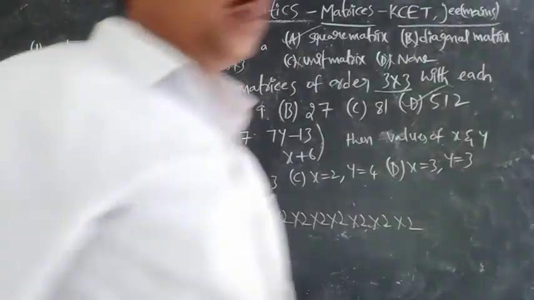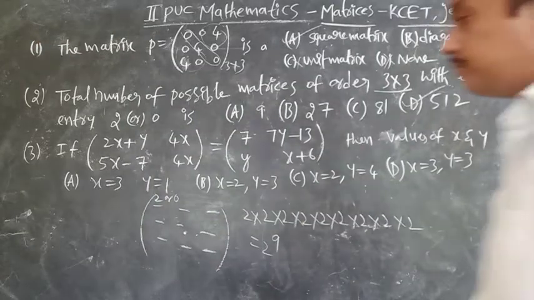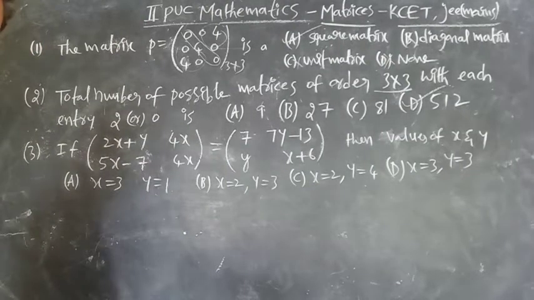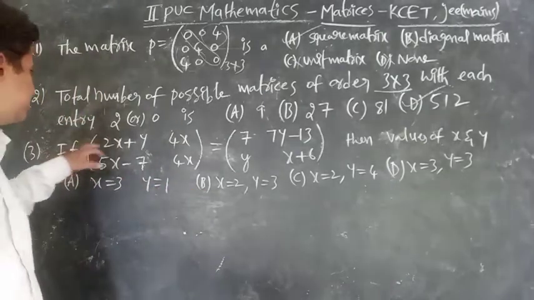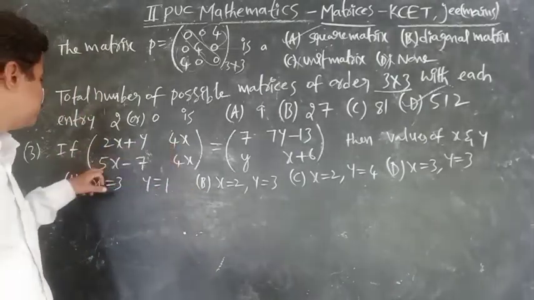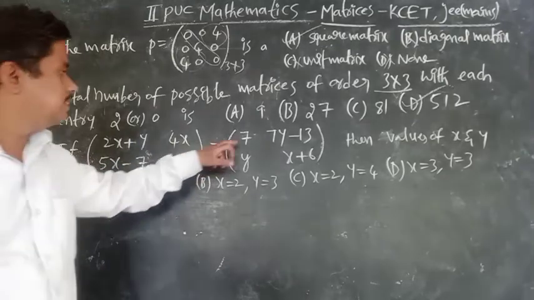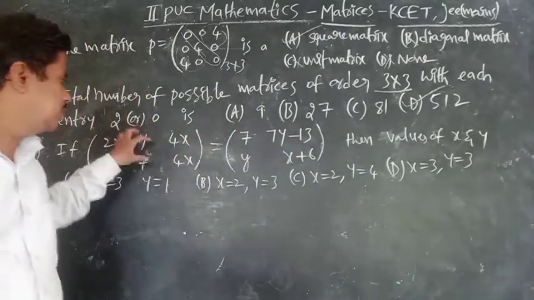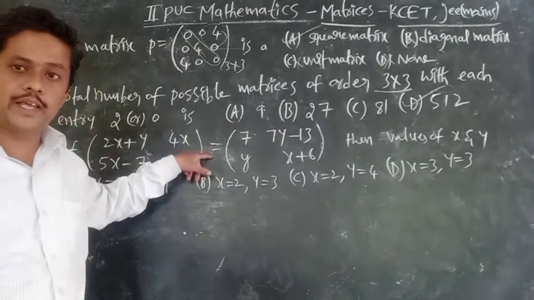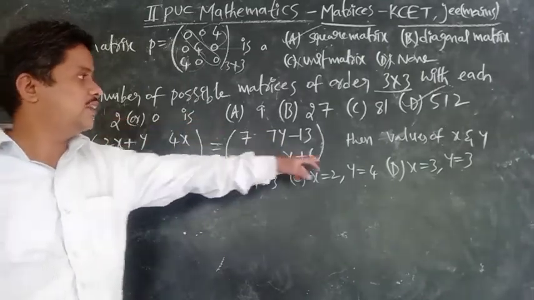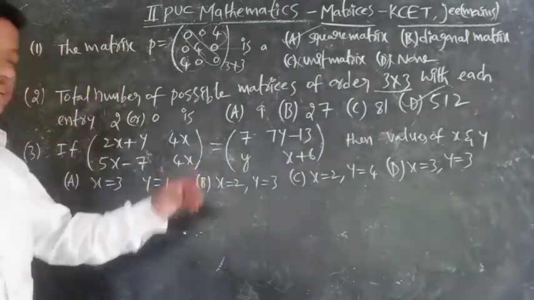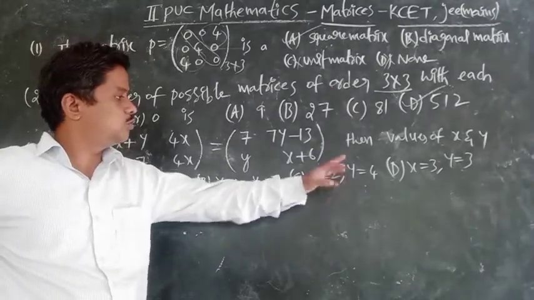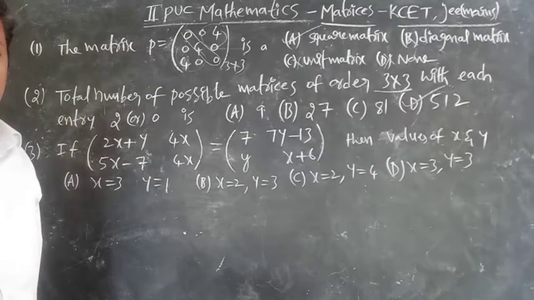Question number 3. If the matrix with entries 2x plus y, 4x, 5x minus 7, 4x is equal to the matrix with entries 7y minus 30, y, x plus 6, two equal matrices are given, then you have to find the values of x and y. Options: x is 3, y is 1; x is 2, y is 3; x is 2, y is 4; x is 3, y is 3. How to solve this one?